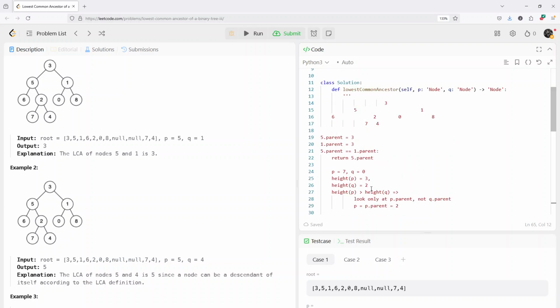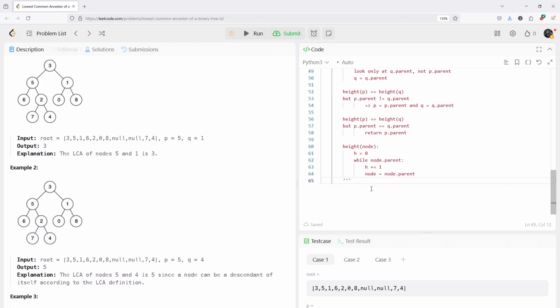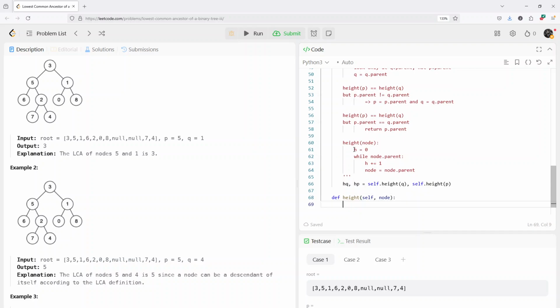Let's code this out. Okay. So first we're going to have, let's call this HQ, HP equals self dot height of Q, self dot height of P, and height would be self of node. So it's basically this.